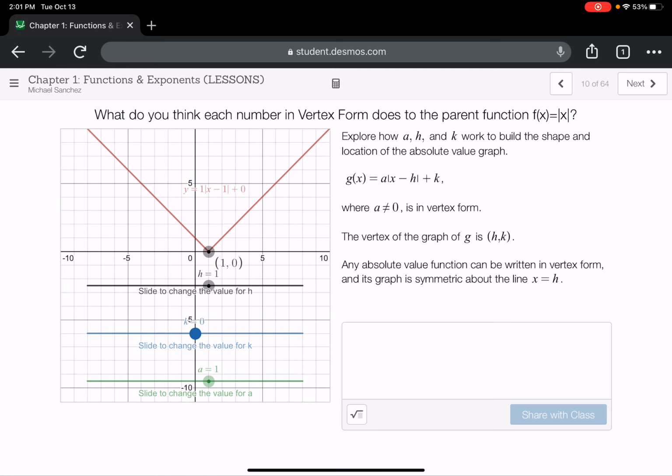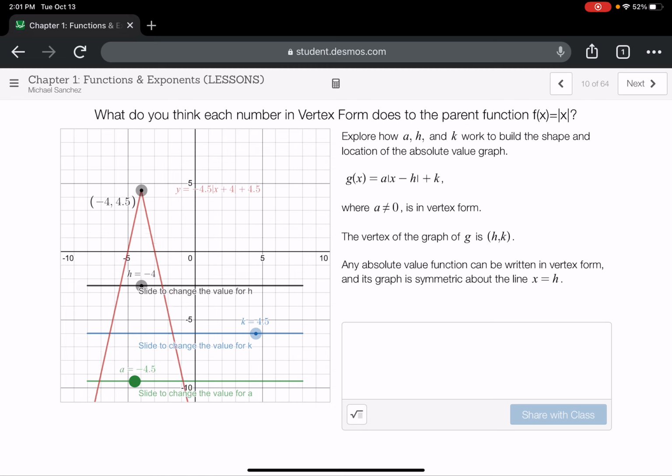So this is what the values of a, h, and k do. h is a horizontal shift. k is a vertical shift. a changes the slope. If positive, the bigger the number, the more stretched out the graph looks. The smaller the number, the more shrunk it is. A negative value reflects the absolute value to be an upside down V shape. So it's a reflection across the x-axis.